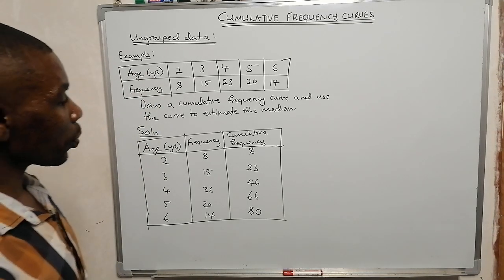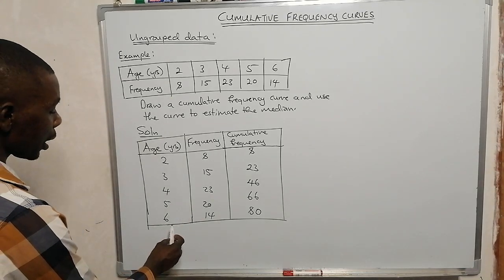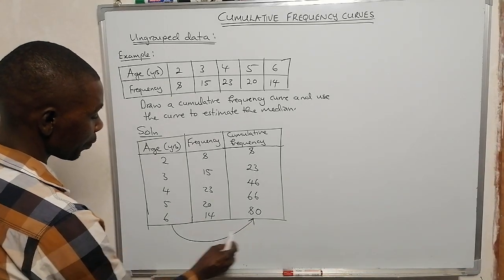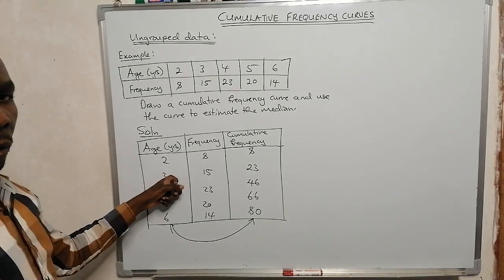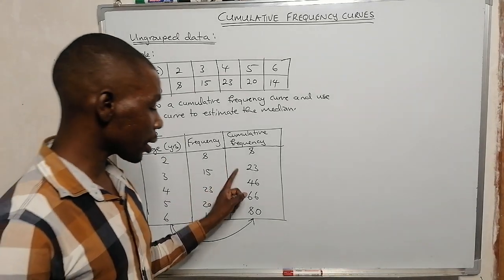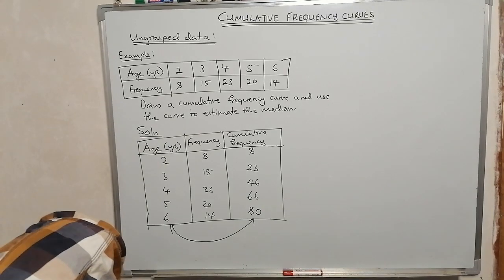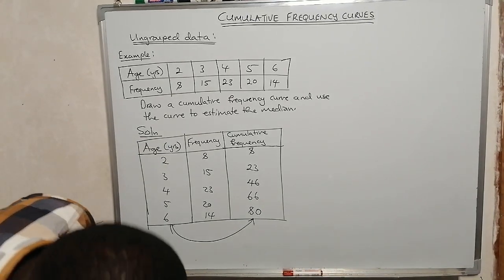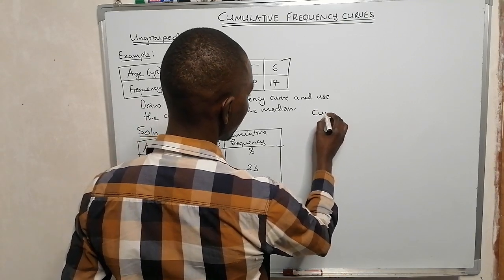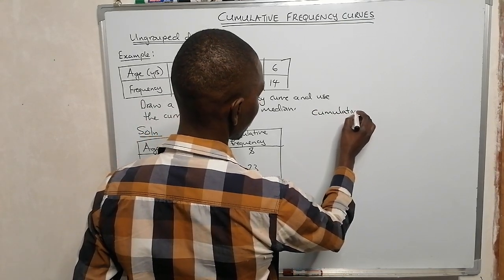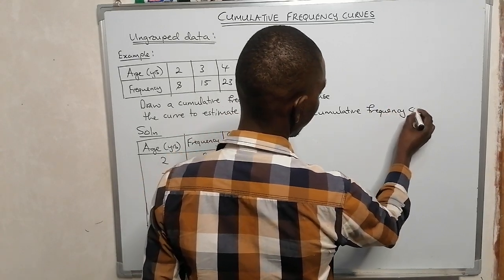So how are we going to plot a cumulative frequency curve? We are going to use age against cumulative frequency. So we are going to use age on the horizontal axis and cumulative frequencies on the vertical axis. So let's plot this cumulative frequency curve.